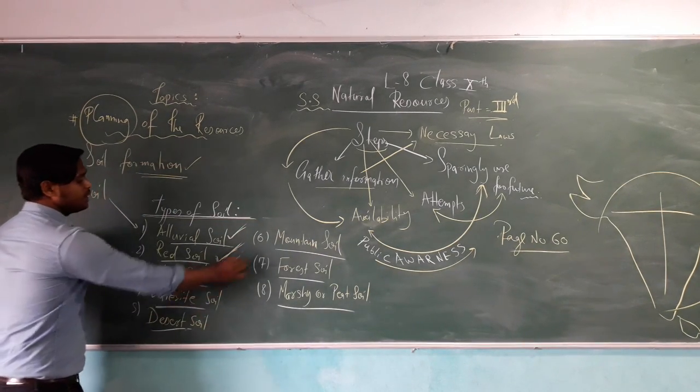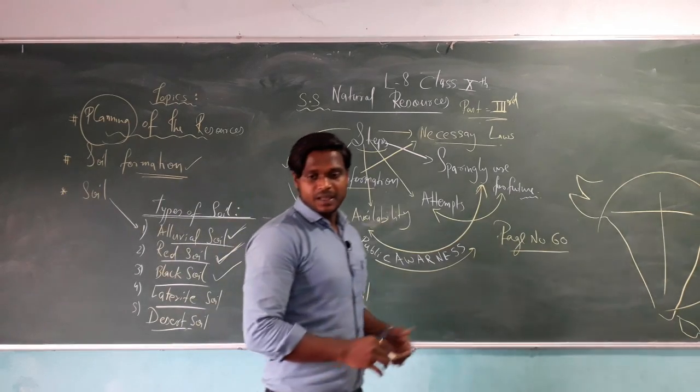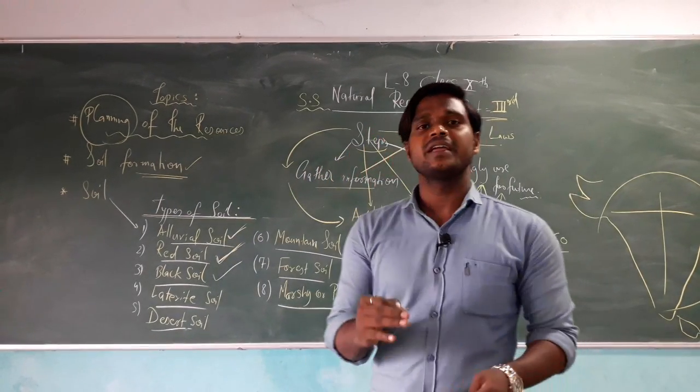So let's understand. As I have explained the types of soil, that is alluvial soil and red soil, now we'll move to the black soil. What is black soil? Let's understand. The black soil is also known as the regur soil.